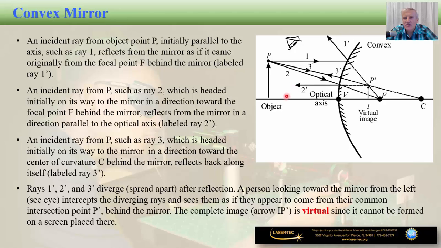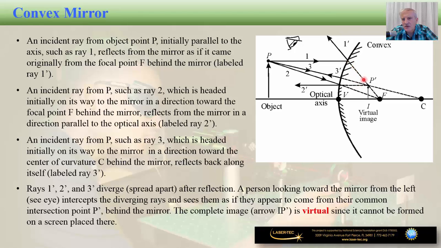So what you're observing here are 3 reflected light rays, the 1 prime, the 2 prime, and the 3 prime. You can see that these 3 reflected light rays are diverging from each other. In other words, they are moving farther away from each other as they are moving farther from the mirror. So you're looking for the point of intersection. Obviously, that point of intersection is not going to take place in front of the mirror. What you need to do is extend these 3 reflected light rays behind the mirror.